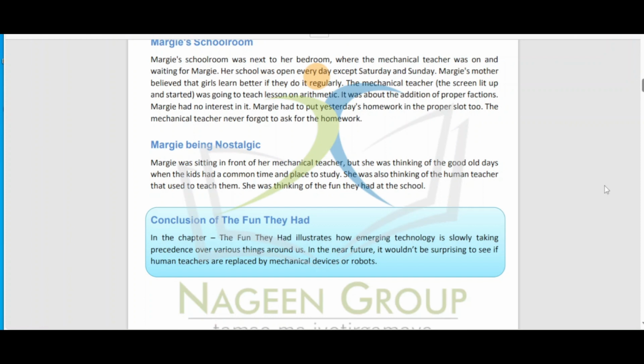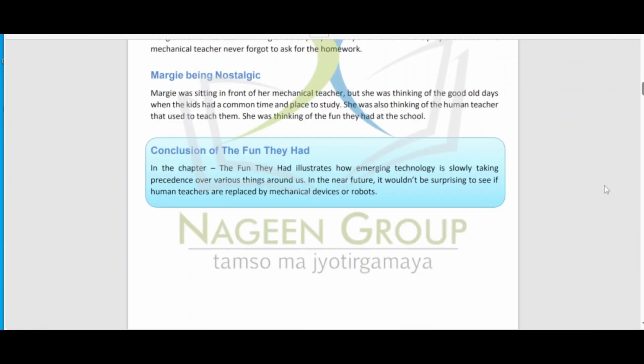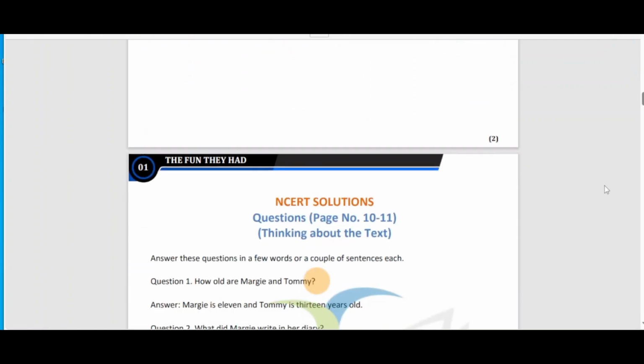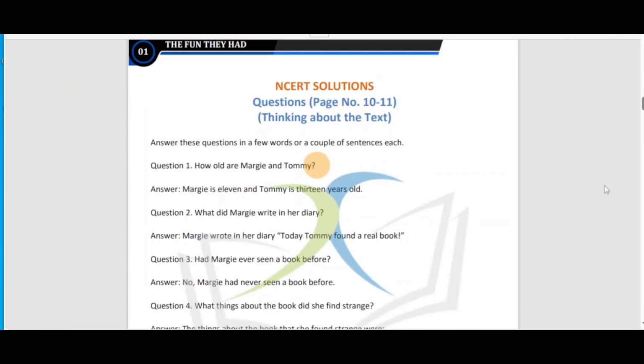The place of teachers will definitely be taken by mechanical devices or robots. I hope you will understand completely about the story. Okay, now next point. We do have some questions from NCERT.